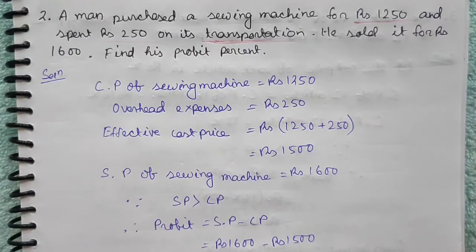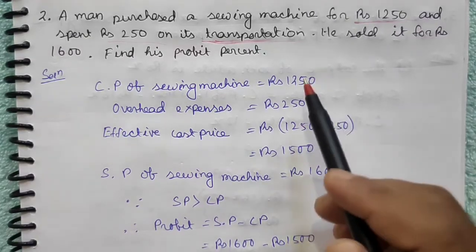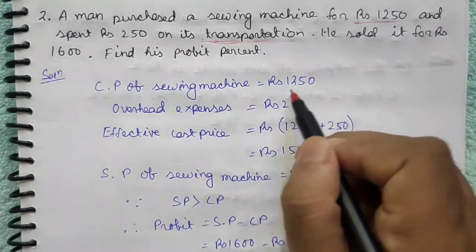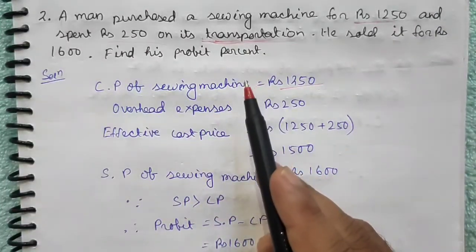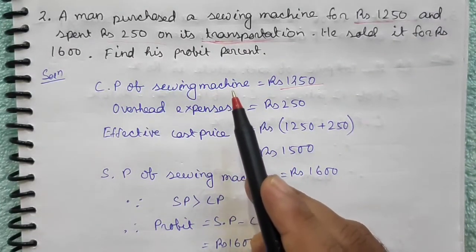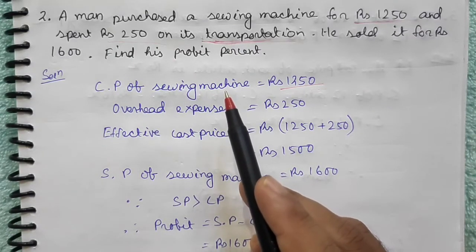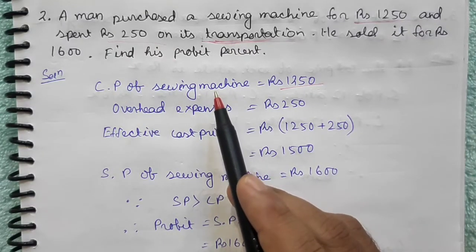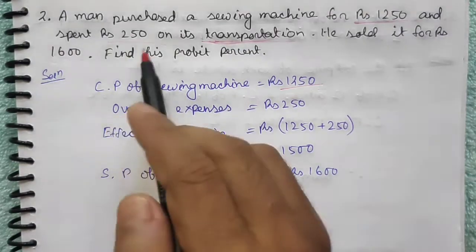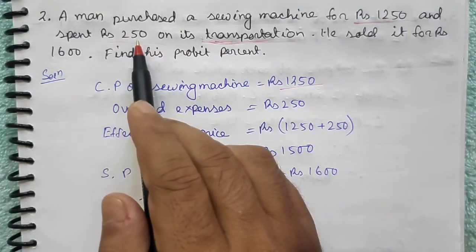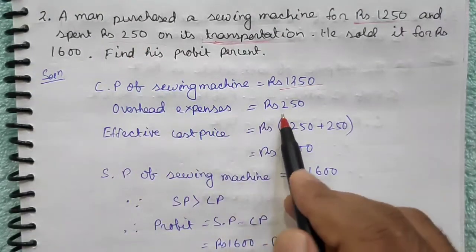Okay, now look, can anyone say what will be the total cost price of the sewing machine? The cost price of the sewing machine is how much? 1250, isn't it? Now overhead expenses, this overhead expenses means what? Extra expense. Suppose labor expense, then transportation, then storekeeping, all these things are known as overhead expenses. I hope this is clear to you. So overhead expenses in this case were 250, so we have written overhead expenses 250.